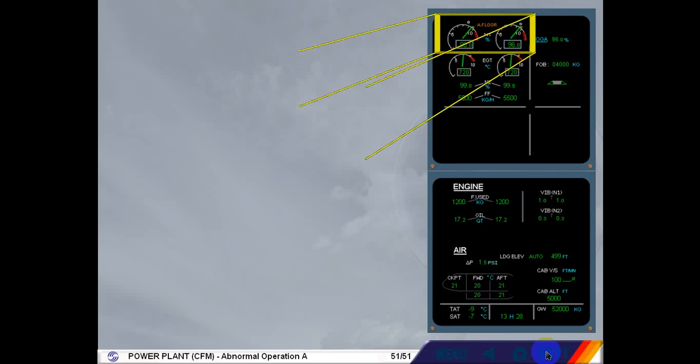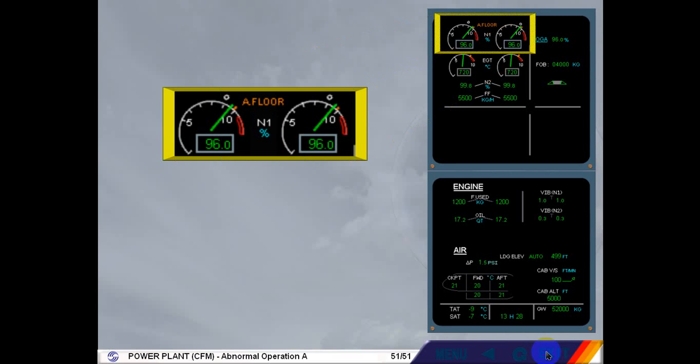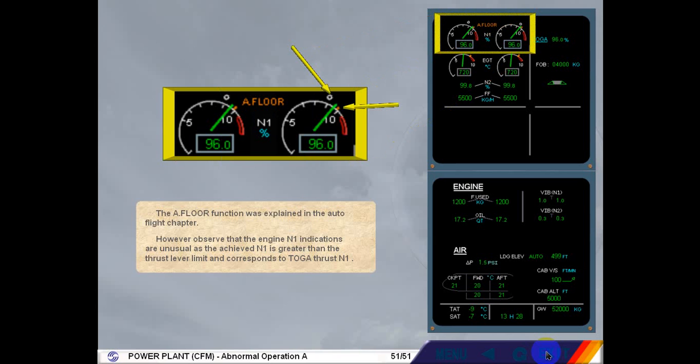The alpha floor function was explained in the AutoFlight chapter. However, observe that the engine N1 indications are unusual, as the achieved N1 is greater than the thrust lever limit and corresponds to TOGA thrust N1.